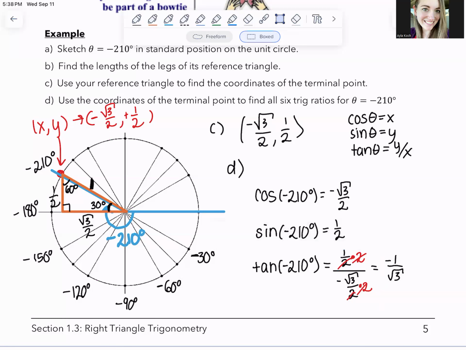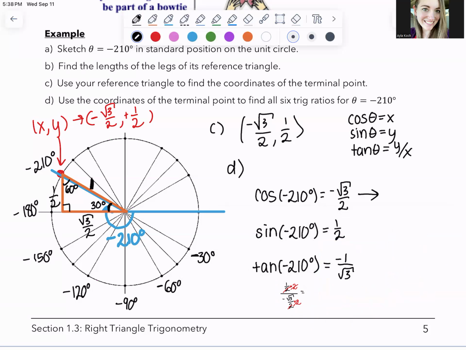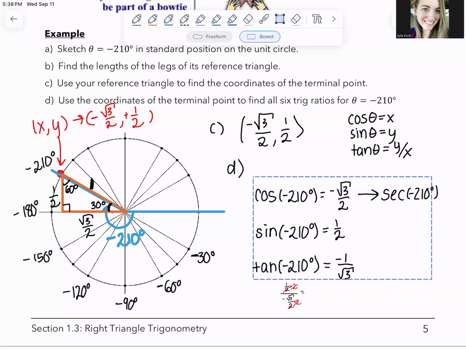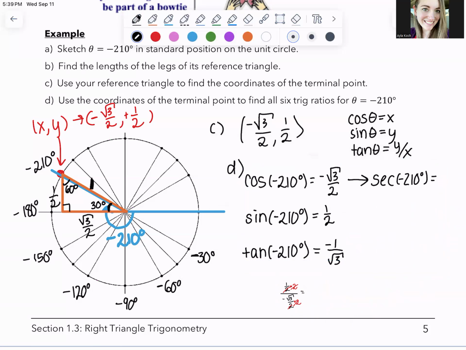I'm going to move this math down here and write that there. Cosine's soulmate partner in life is secant. So secant of negative 210 degrees is just going to be the reciprocal. So if we're flipping that fraction upside down, instead of root 3 over 2, we have negative 2 over root 3. You could also write this as 2 over negative root 3. It doesn't matter where you put that negative. It's okay if you write it like that. It's also okay if you write the negative off to the side here. All the same.